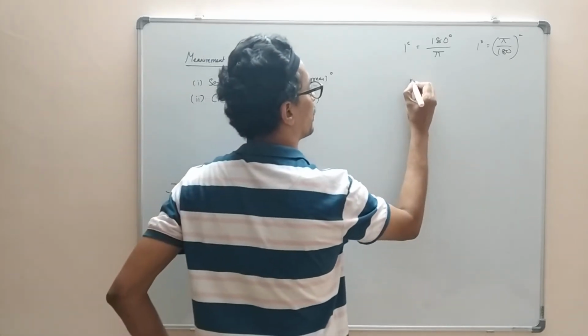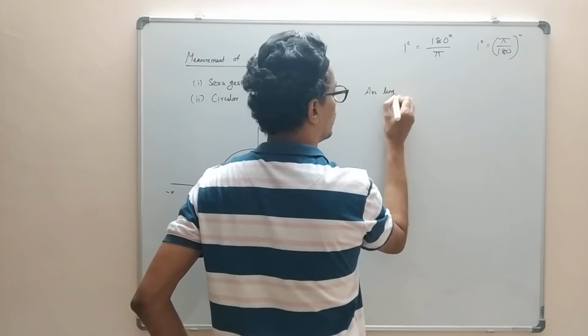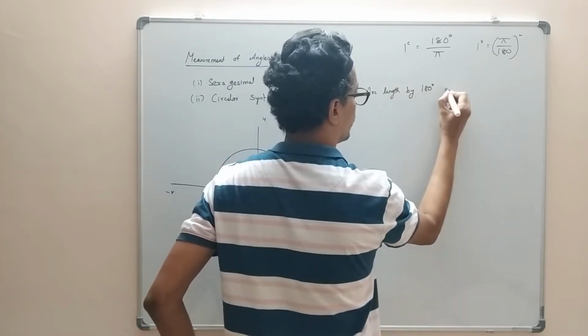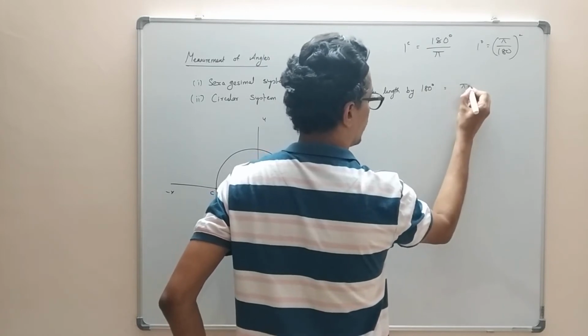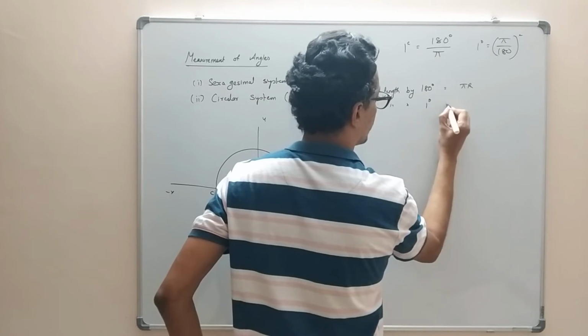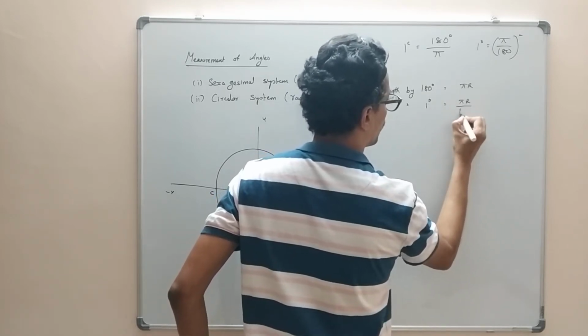Yeah. So for 180 degree, the arc length is equal to how much? Pi r. Therefore, the arc length for 1 degree is equal to how much? Pi r by 180.